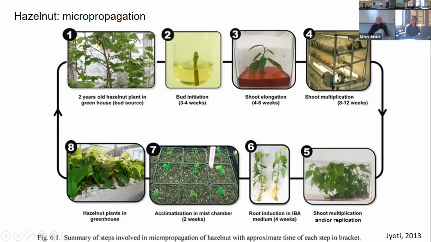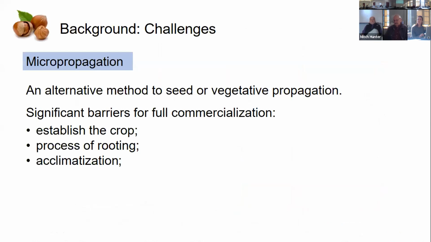But for hybrid hazelnuts, we are locked in number 6. So to do all this process starting on number 2, we need to, let's see, next slide. Okay, I'm going to count down and follow the slides. So micropropagation is an alternative method to seed or vegetative propagation, but we are still facing some barriers to commercialize hybrid hazelnuts. The 3 main roadblocks are how to establish the crop, and how to improve the process of rooting and later acclimatization.